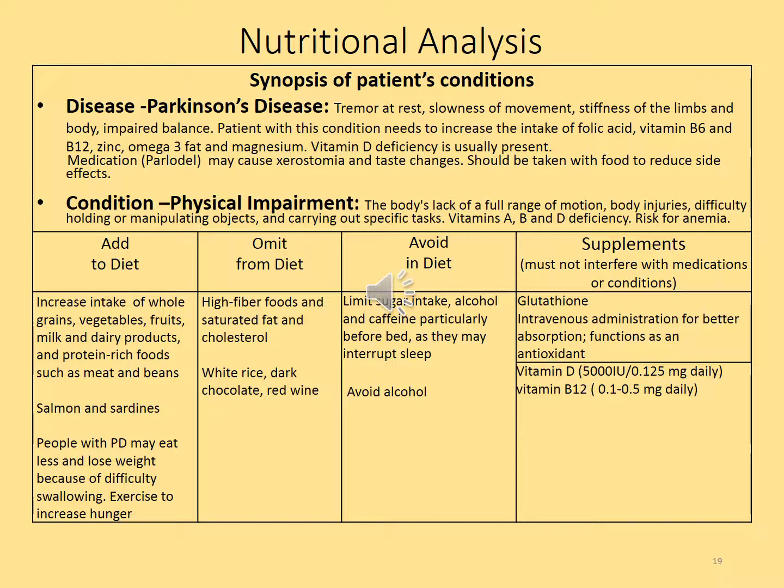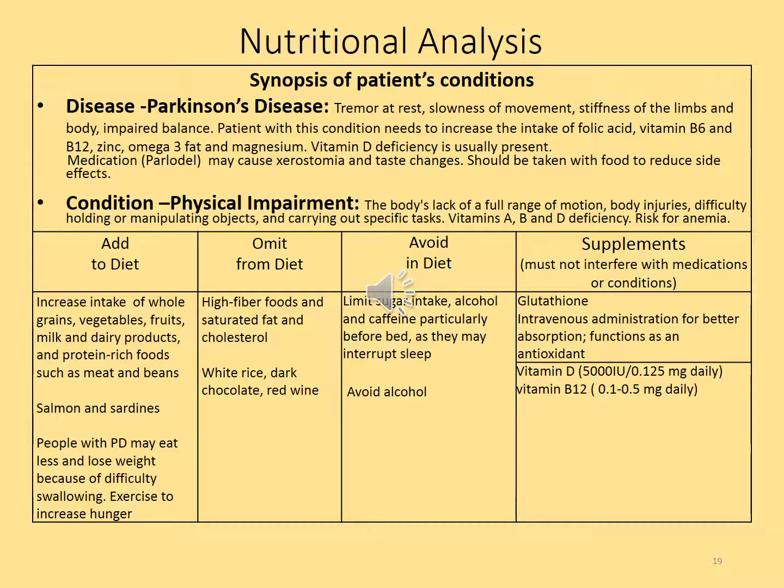People with Parkinson's disease may eat less and lose weight because of difficulty swallowing. Exercise to increase hunger. The patient should omit from diet high fiber foods, unsaturated fat and cholesterol, white rice, dark chocolate, and red wine. The patient should avoid in diet, limit sugar intake, alcohol and caffeine, particularly before bed, as they may interrupt sleep. Also avoid alcohol.